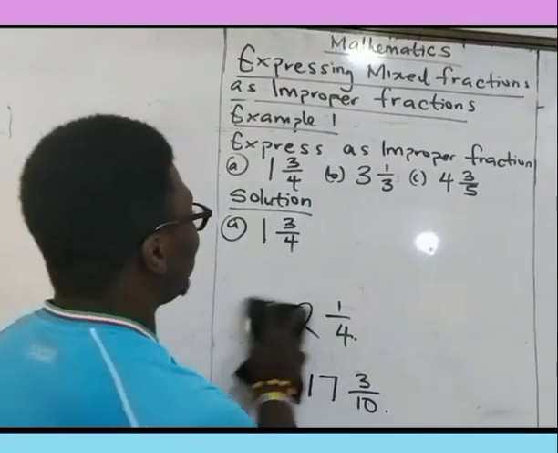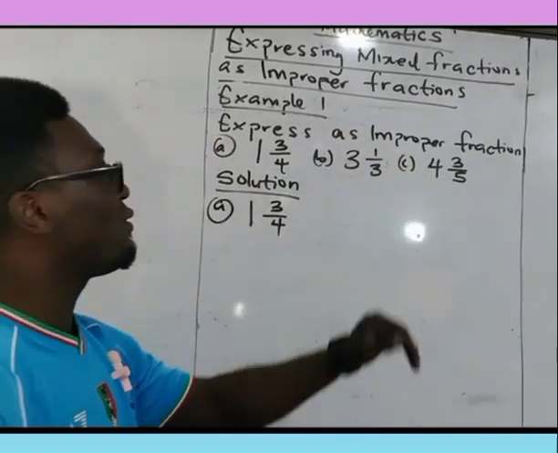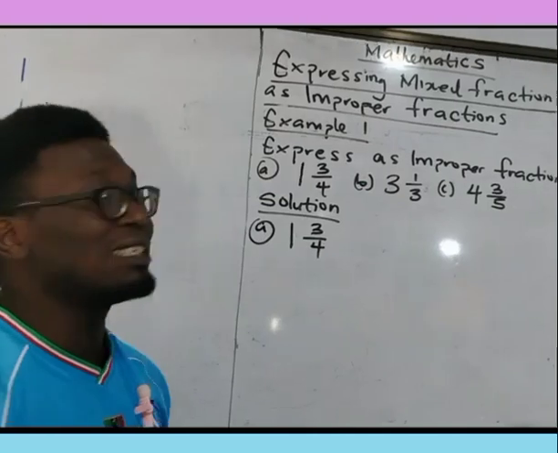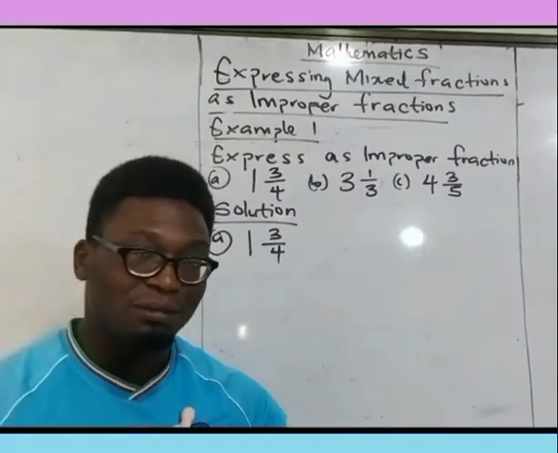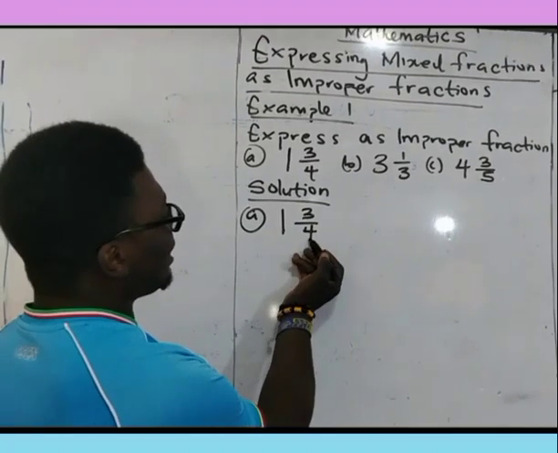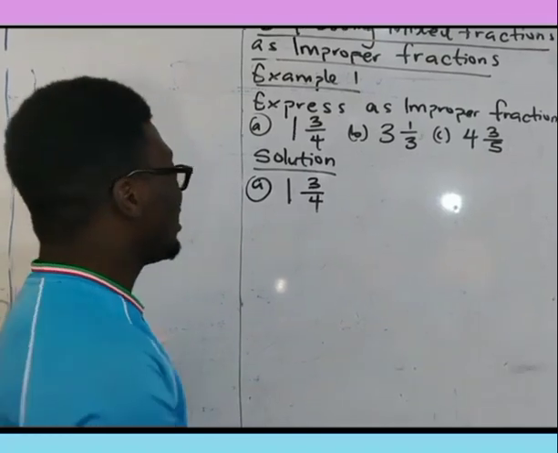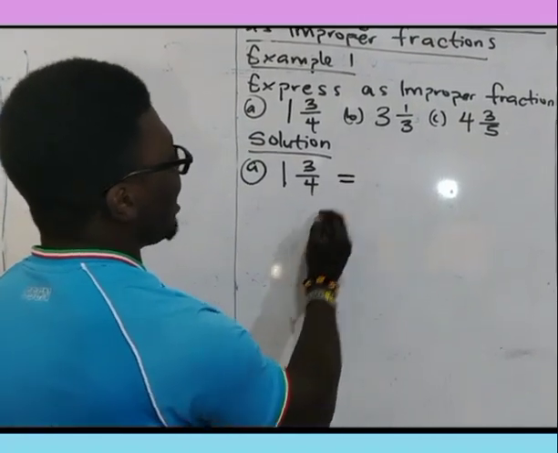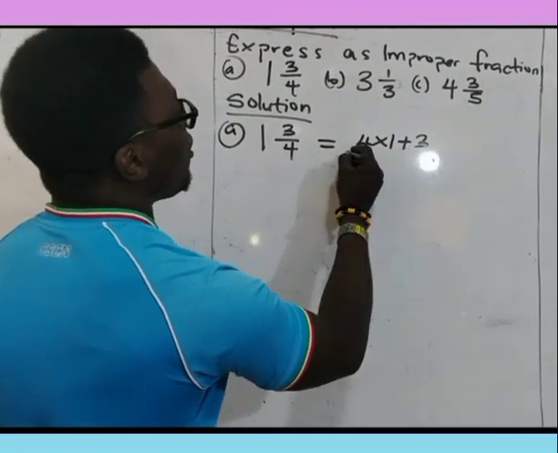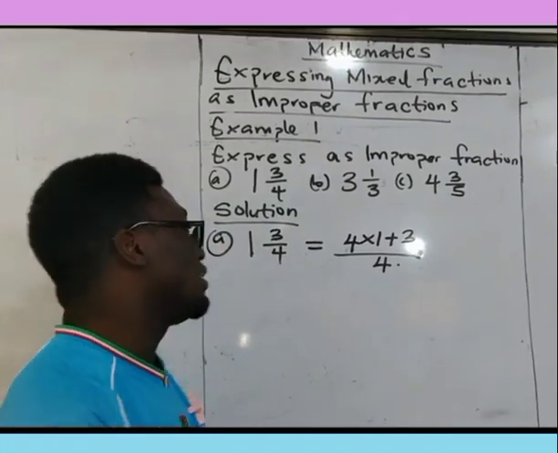Now, this takes us to the first example, example 1. Let's solve it. We have expressed as improper fractions. All these A, B, C are mixed fractions. What do I do to express them as improper fractions? It's a very simple way. Very simple to solve. So what do you do? Now, we take this 4 multiplied by 1, then we add 3. Are you getting me? What do I mean? I have it as 4 times 1 plus 3 over the denominator, which is what? 4. This is not the end.